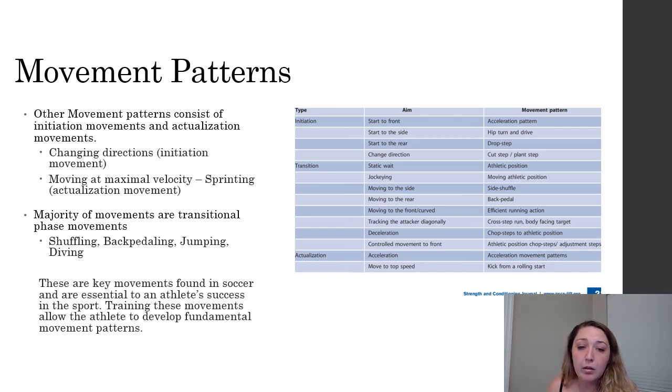Now, other movement patterns we do see in soccer, such as changing directions, which are known as initiation movements, and then moving at maximal velocity, such as sprinting. Those are actualization movements.